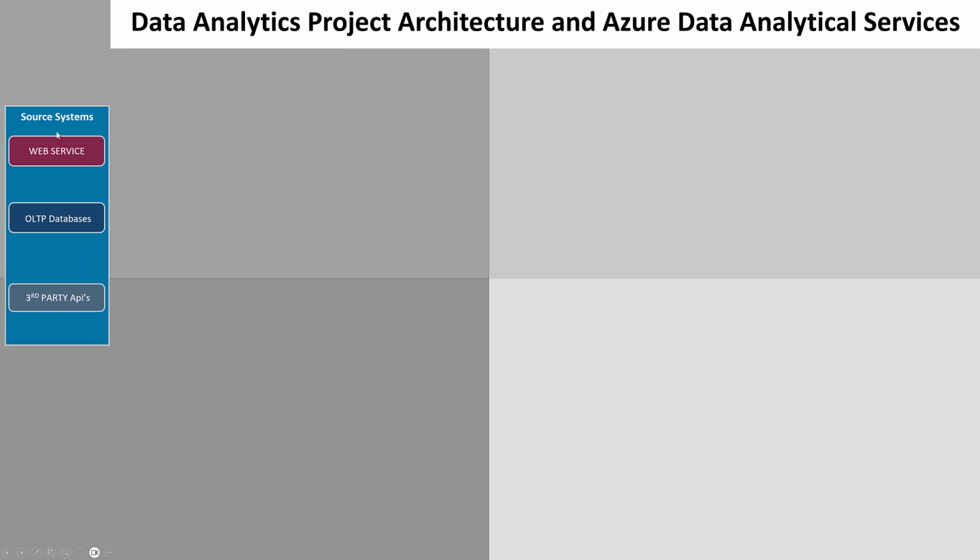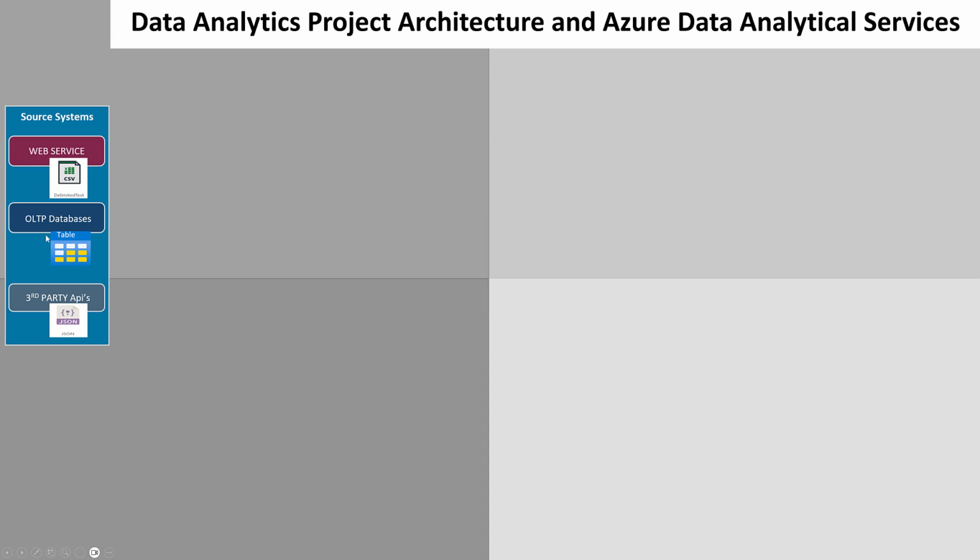There are three different types of source systems we are going to extract the data from. The first one is web service, the next one is OLTP database, the third one is third party API. The data that comes from the web service is in the delimited file format, from the database obviously it's in the table format, and from the third party APIs we are going to extract JSON data.